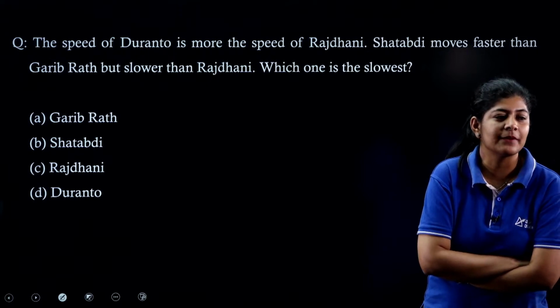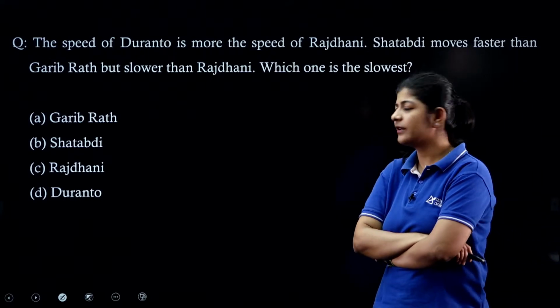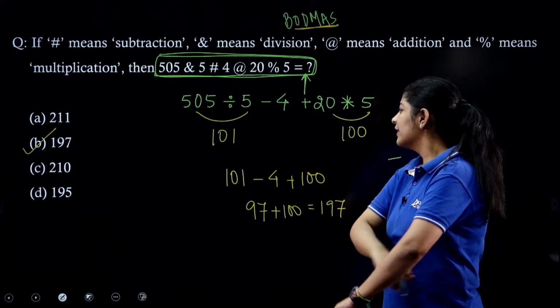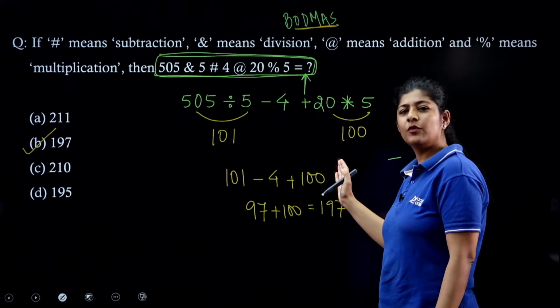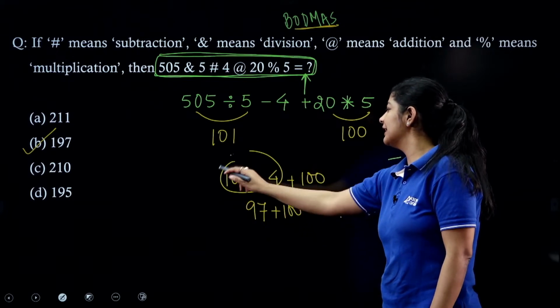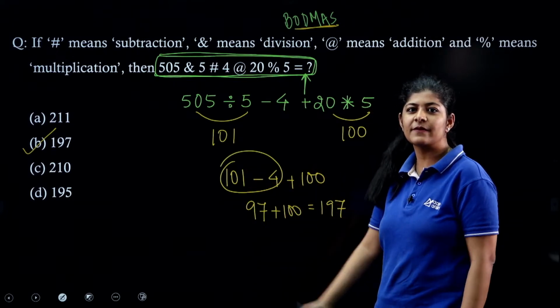Addition and subtraction, this is what we did. We need to move from left to right. Whenever we have this, we need to move from left to right. Here we will get 97. 97 plus 100 gives 197.